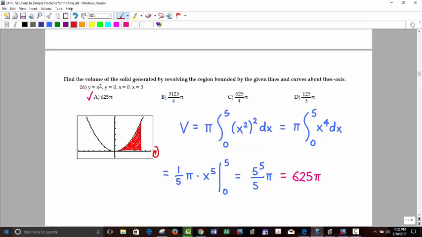But anyway, that's good enough. So it's this shaded region right here. As this graph revolves around the x-axis, you can see there would be no gap because it would come around, it would look like this, and it would be 100% solid all the way around.